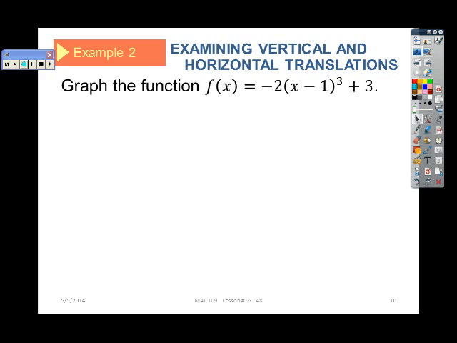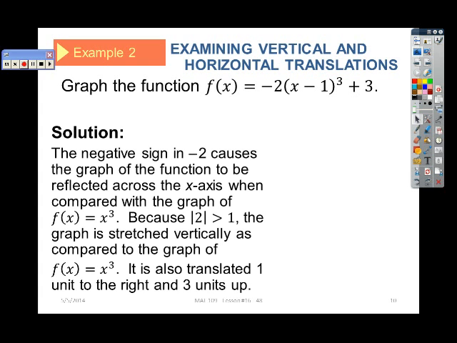We have both moving right and left, movement up and down, multiplication, and the basic shape. The cubic is up on the right, down on the left. We have a minus. That's going to flip it over, make it up on the left, down on the right. The minus 1 inside here is going to move it to the right. The plus 3 is going to move it up. So down on the right, up on the left.